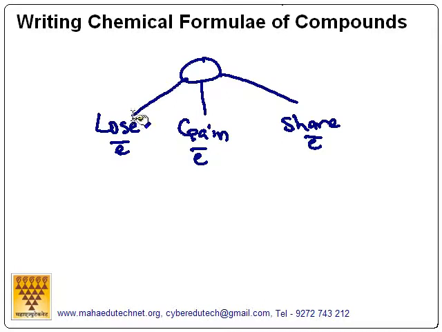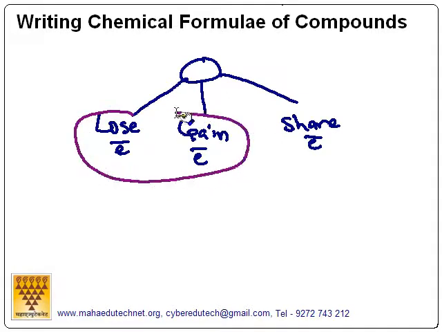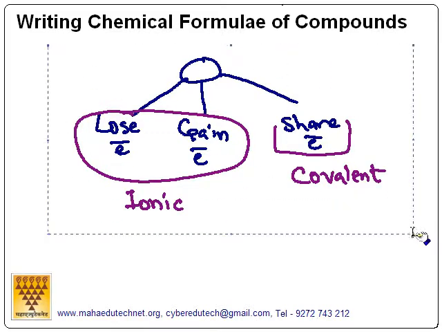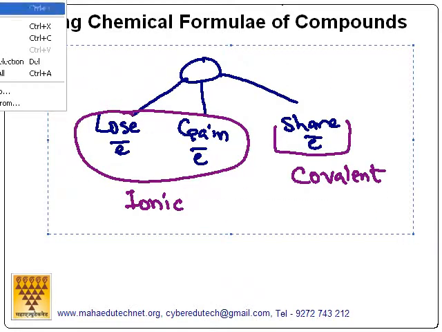Compounds formed by gaining and losing electrons are called ionic compounds, whereas compounds formed by sharing electrons are called covalent compounds. Let us see each type of compound in some detail. First, let us see what are ionic compounds.